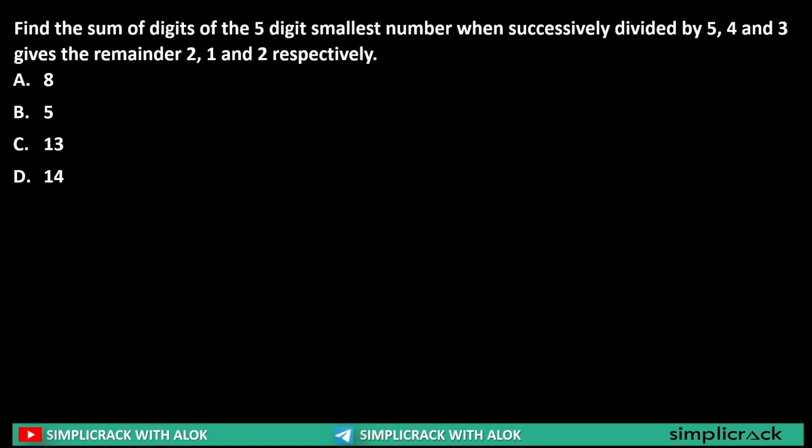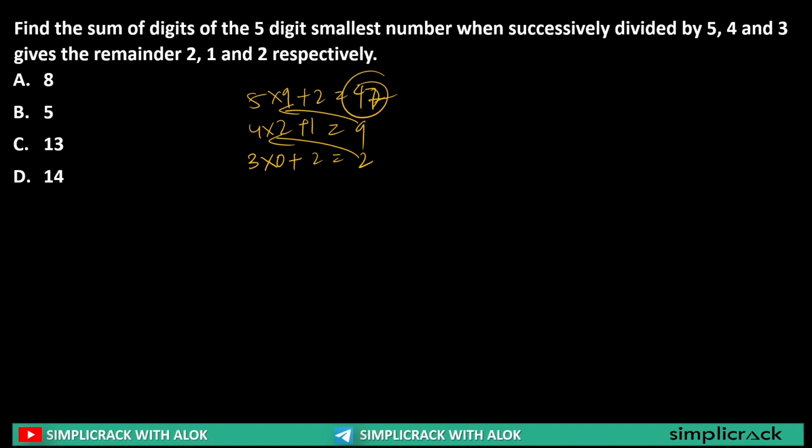Next question. Find the sum of the digits of a 5 digit smallest number which, when successively divided by 5, 4, 3, leaves remainders. So in such questions we will be doing reverse engineering. 3 into 0 plus 2 is equal to 2. Now 4 into 2 plus 1, that is 9. Now 5 into 9, 45 plus 2 is equal to 47. So now the whole number will be divided by 47.